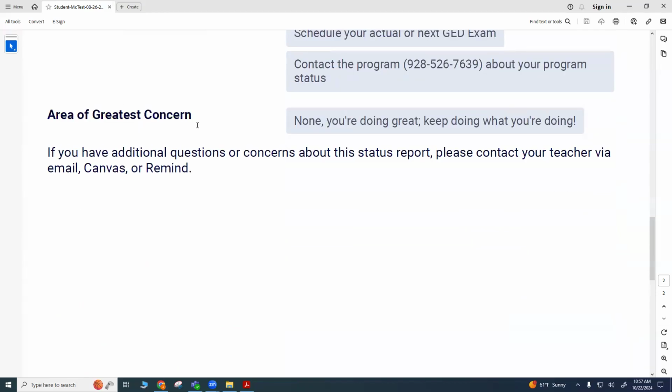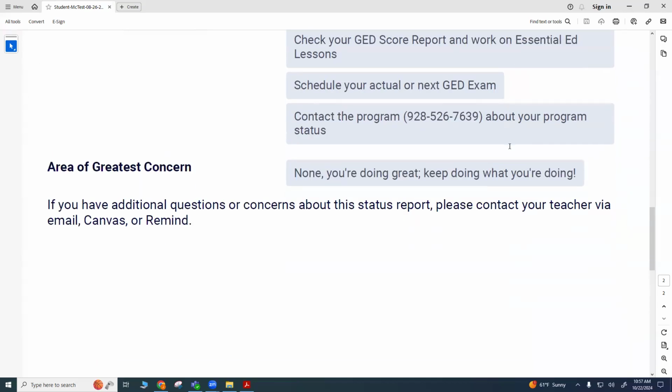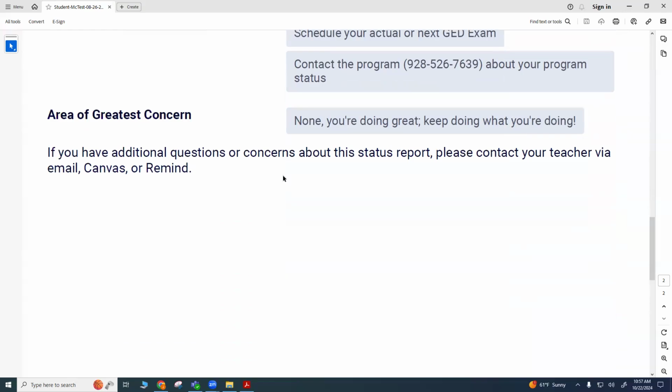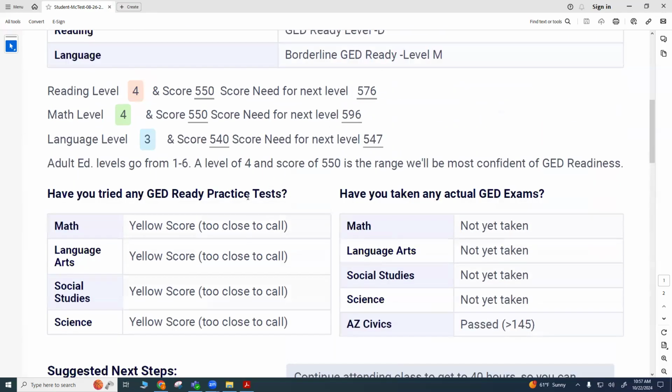And then lastly, I just talk about the area of greatest concern. So if there is something that I'm noticing, but probably for most of you guys in class here, I'll say none, you're doing great, keep doing what you're doing, right? Which is just follow your suggested steps, stay on the path you're on. And then usually I write a personal note as well with specific steps or suggestions. Sometimes I ask for things. So if there's a comment below here, and then of course you're welcome to contact me. Okay. So be ready to see this in your email.